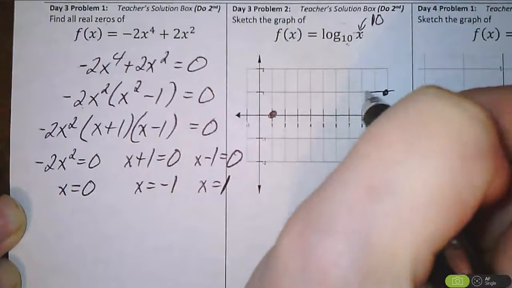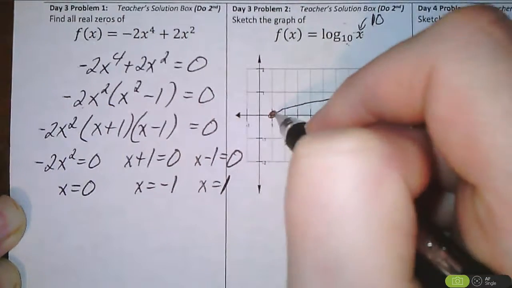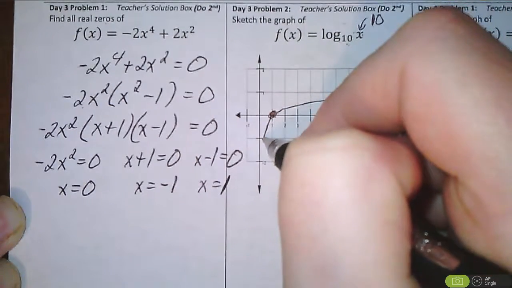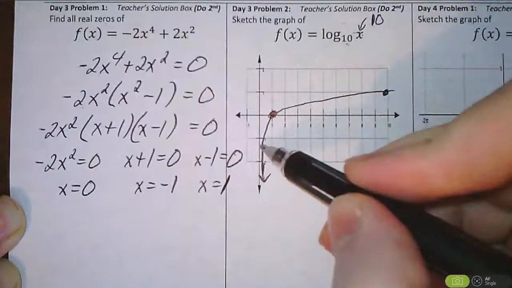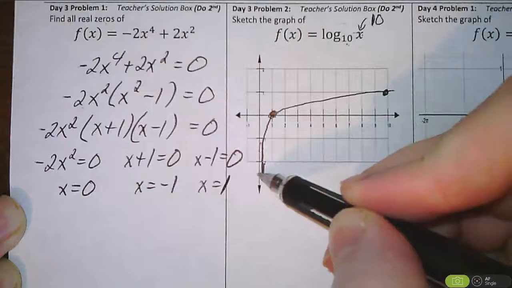So with these 2 dots, we can draw in a curve and then swing it down, and using the y-axis as an asymptote line, draw really close to the y-axis without actually touching it here.